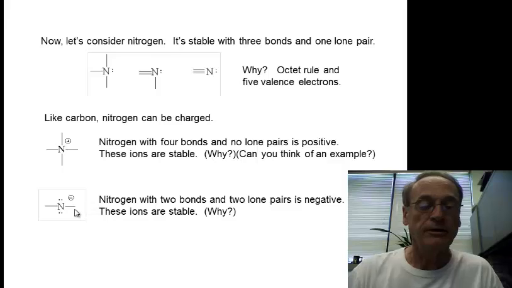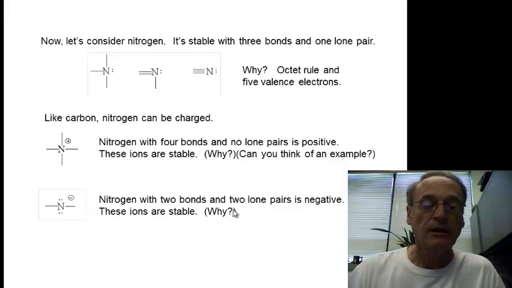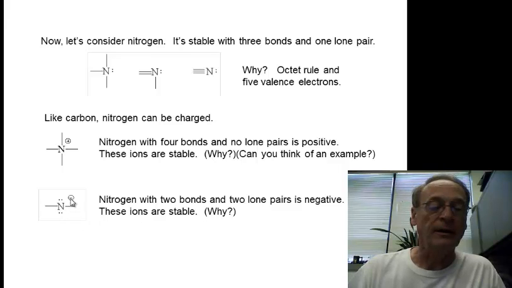On the other hand, nitrogen with 2 single bonds and 2 lone pairs will be negative. These ions are also stable, although we don't see them very commonly. And again, it's negative because of the 1, 2, 3, 4, 5, 6 valence electrons. It's supposed to only have 5, so it has 1 extra one, so it's negative.